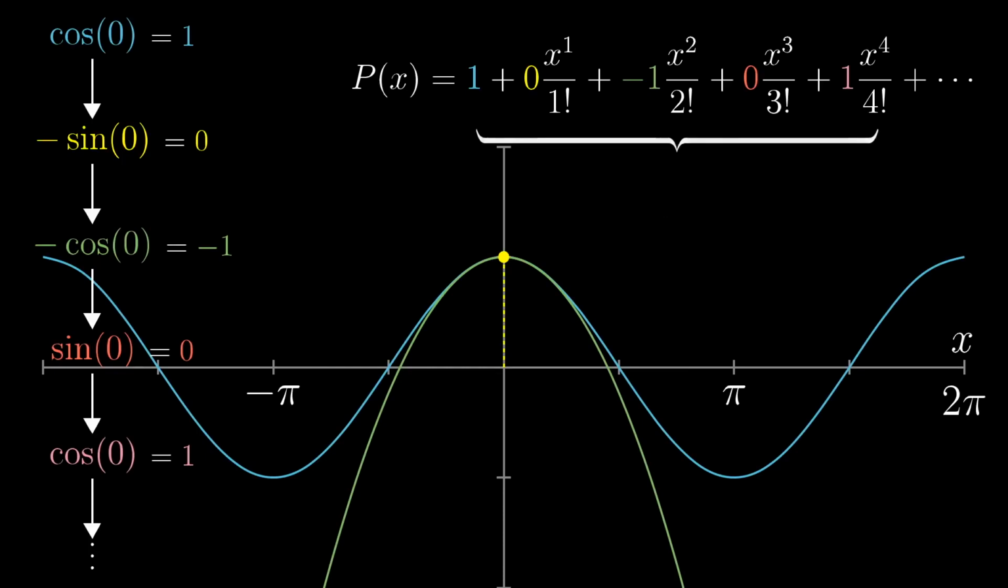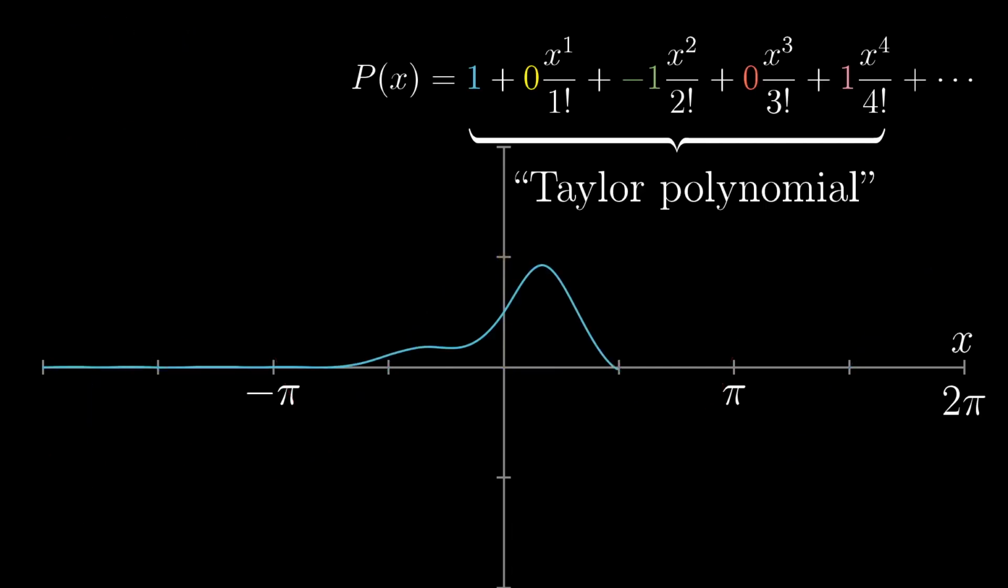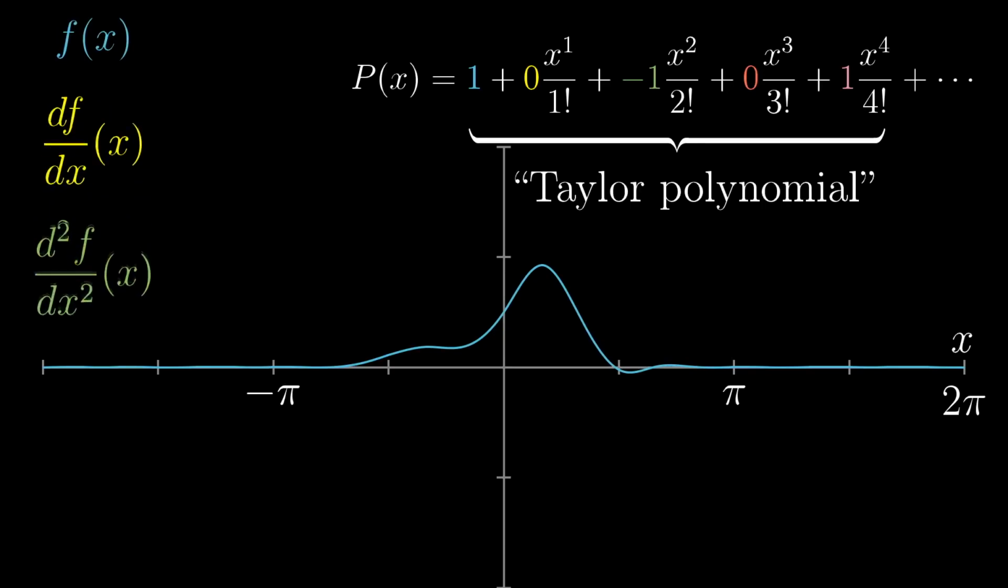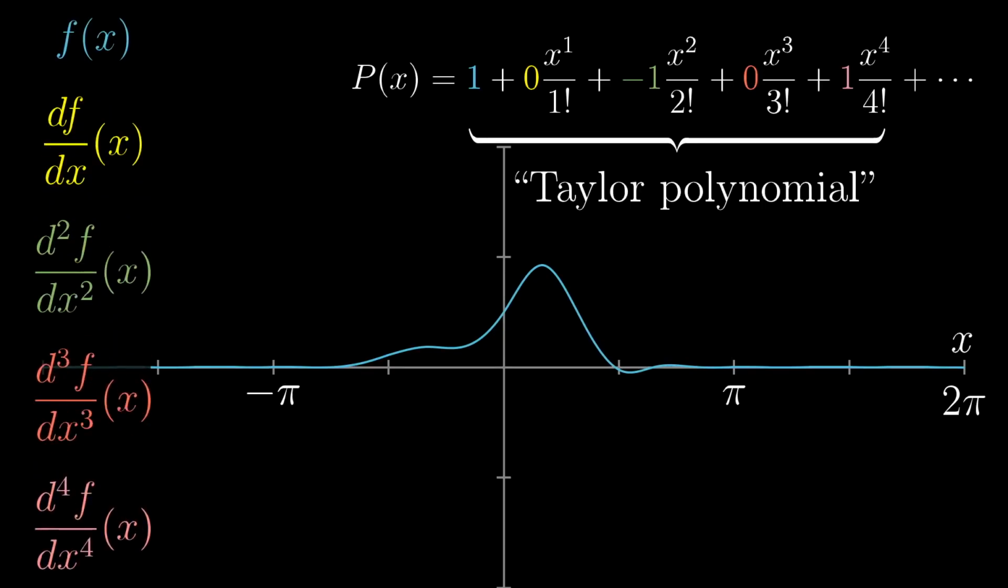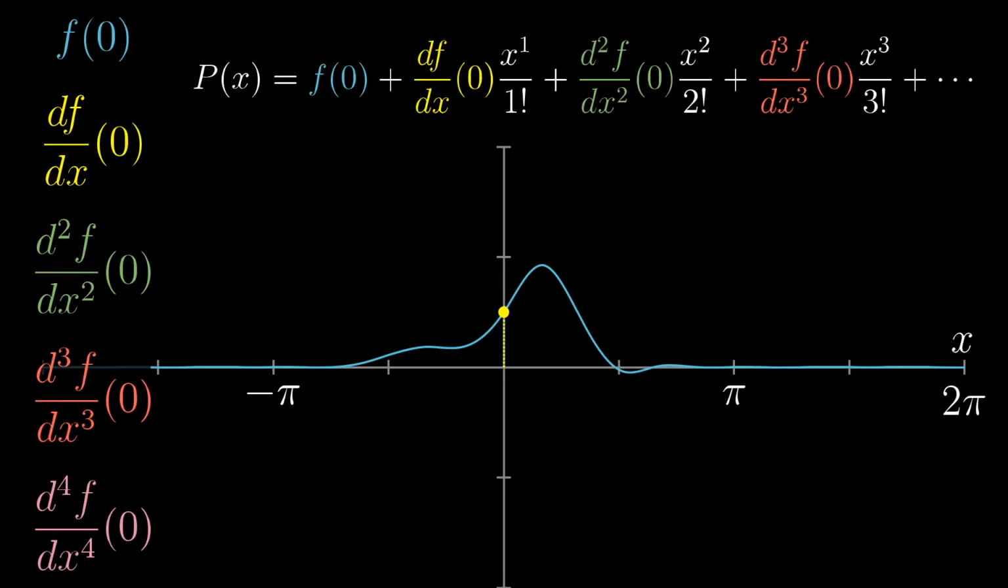The polynomials you get by stopping this process at any point are called Taylor polynomials for cosine of x. More generally, and hence more abstractly, if we were dealing with some other function other than cosine, you would compute its derivative, its second derivative, and so on, getting as many terms as you'd like, and you would evaluate each one of them at x equals 0. Then, for the polynomial approximation, the coefficient of each x to the n term should be the value of the nth derivative of the function, evaluated at 0, but divided by n factorial.